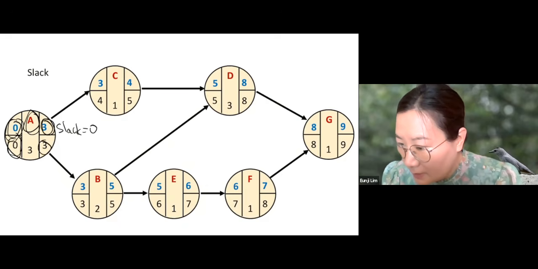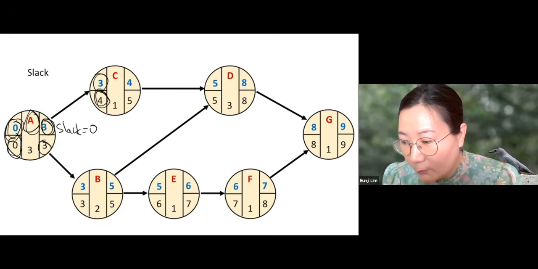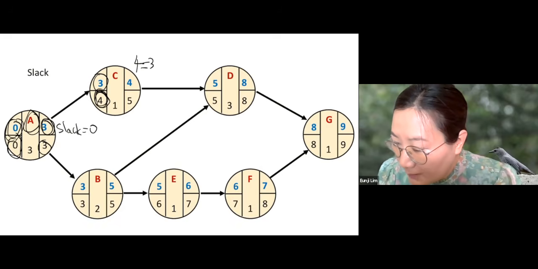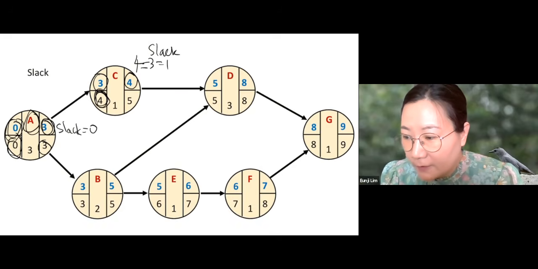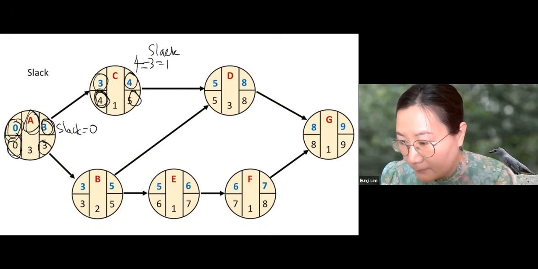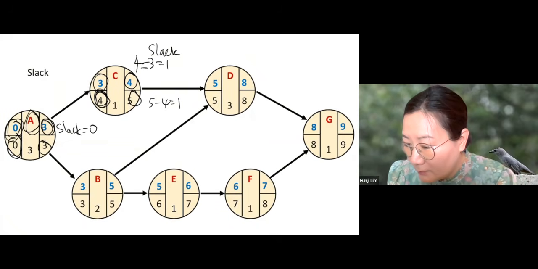How about C? The earliest start time is 3, the latest start time is 4. That means we can delay C by 1 month without delaying the whole project. So for C, it's 4 minus 3, which is 1. The slack is 1. Also, you can compute the slack time by comparing the earliest finish time and the latest finish time. 5 minus 4 is also 1. Okay, let's go to B. What's the slack for B? 5 minus 5, or 3 minus 3, which is 0.